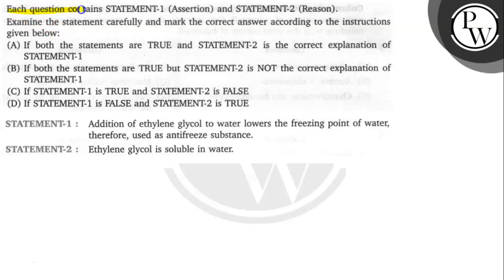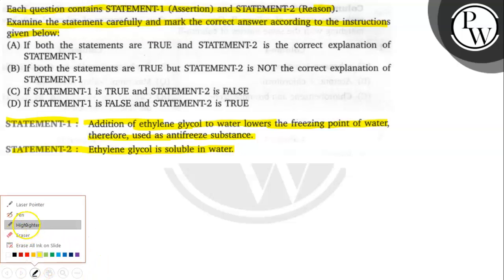The question says here, each question contains statement 1, assertion, and statement 2, that is known as reason. Examine the statement carefully and mark the correct answer according to the instruction given below. Statement 1 is given that addition of ethylene glycol to water lowers the freezing point of water, therefore used as anti-freezing substance. Then statement 2 is given that ethylene glycol is soluble in water.